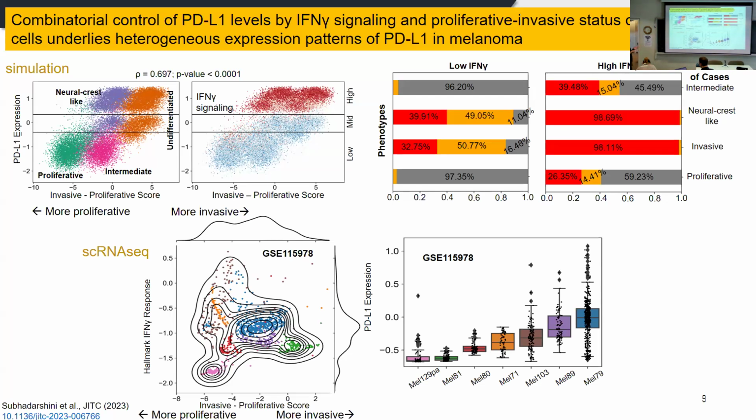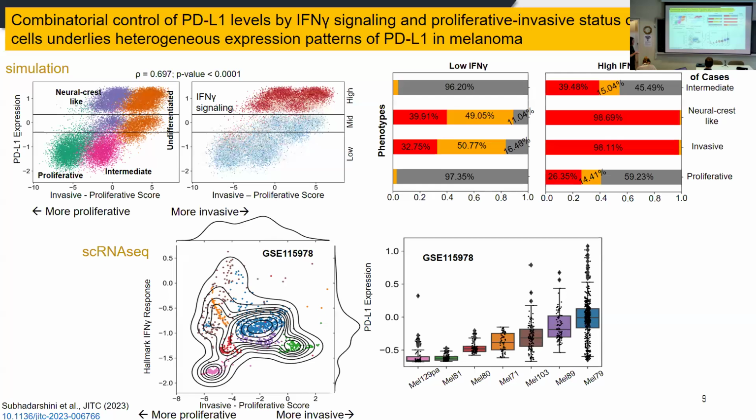And we found that there's a combinatorial control, where if you look at, this is basically patient data, and if you look at the blue cluster, which is, I'm sorry, I'm rushing, but I can always catch up after this if you want to understand more. If you look at the blue cluster, which is high phenotype, it is more invasive, and it has high interferon gamma, that basically has the highest level of PDL1. And if you look at the pink cluster, which is a low cluster, which is more proliferative and has less interferon gamma, that has the lowest amount of PDL1.